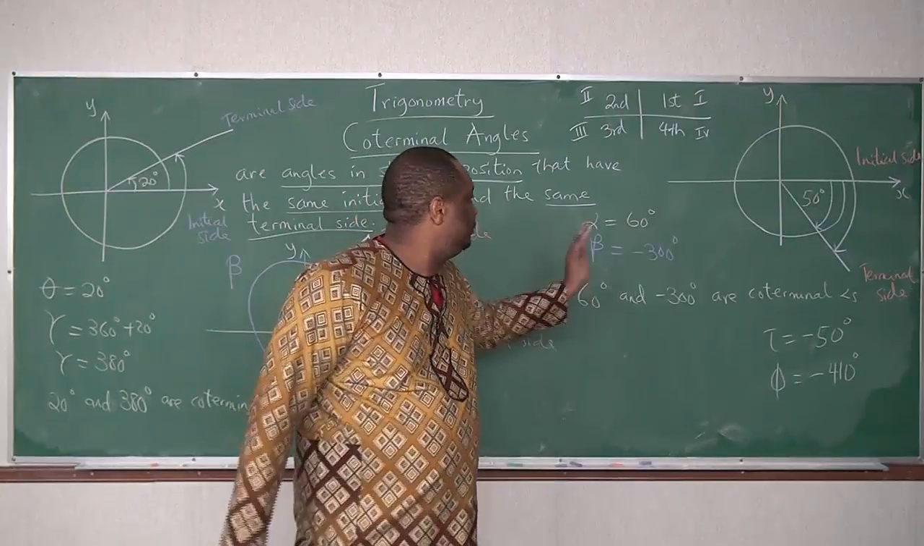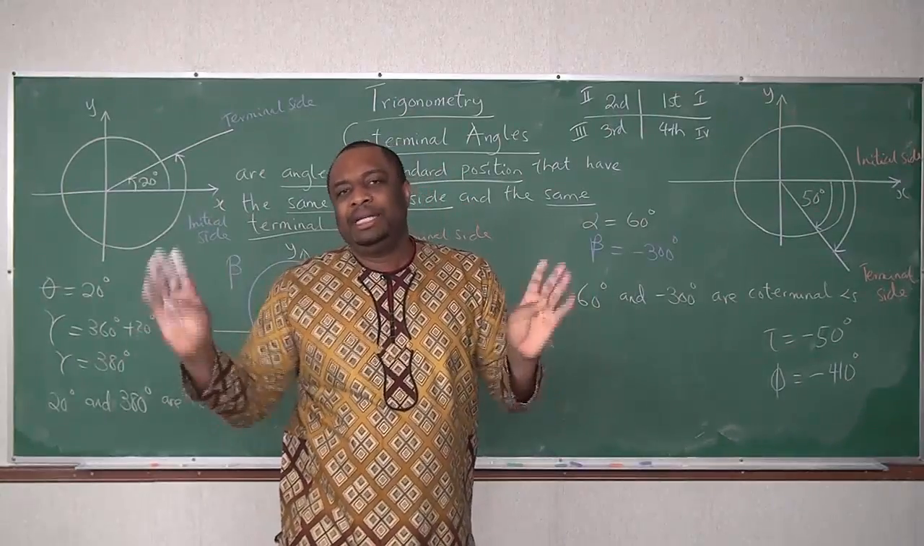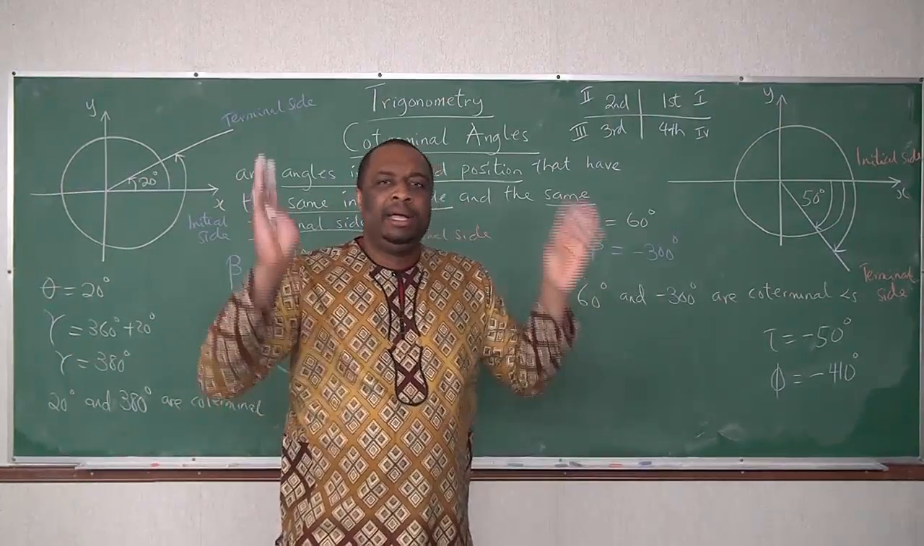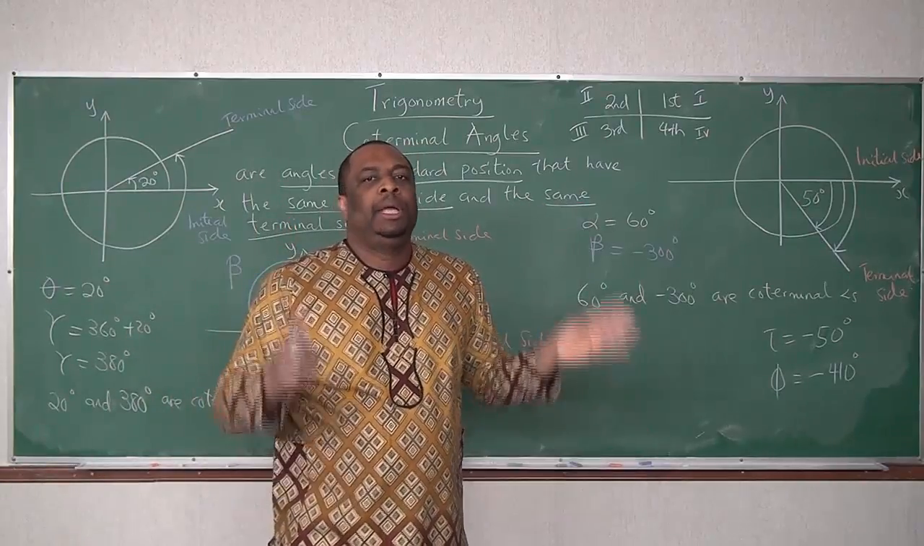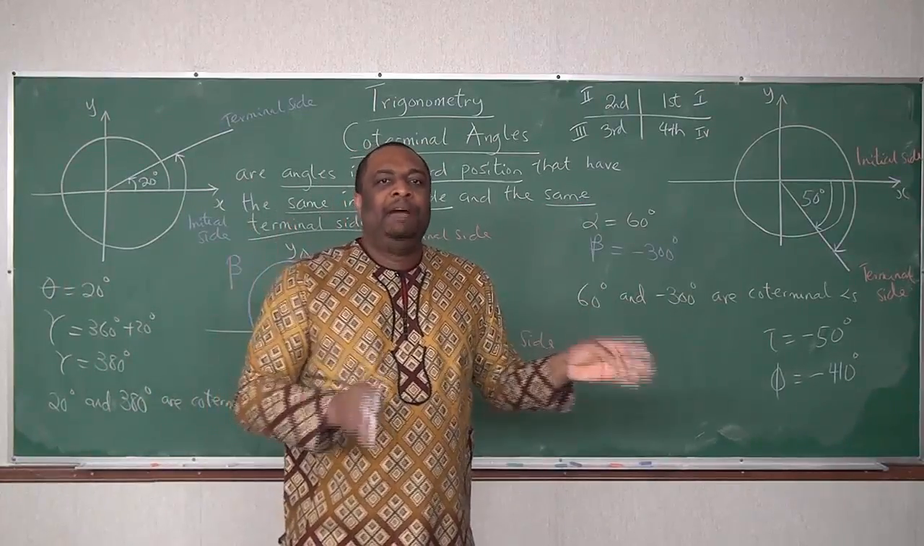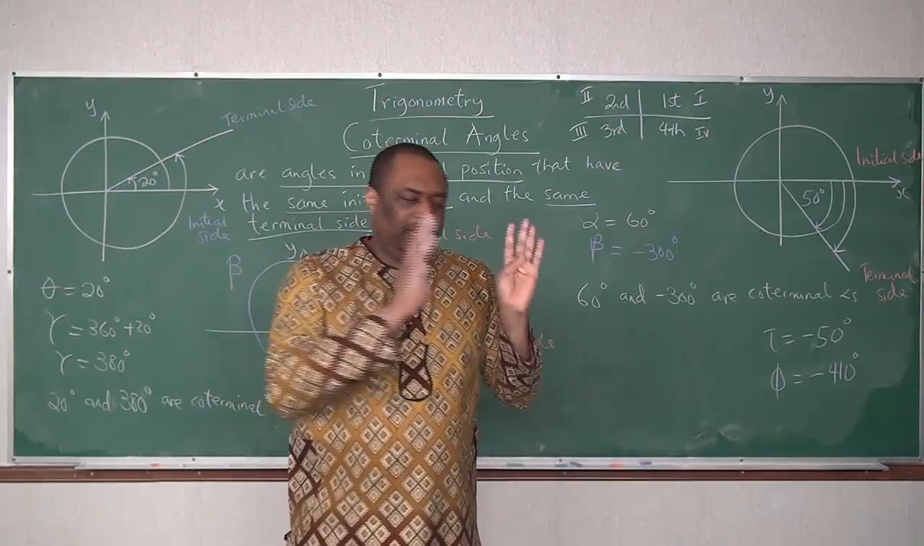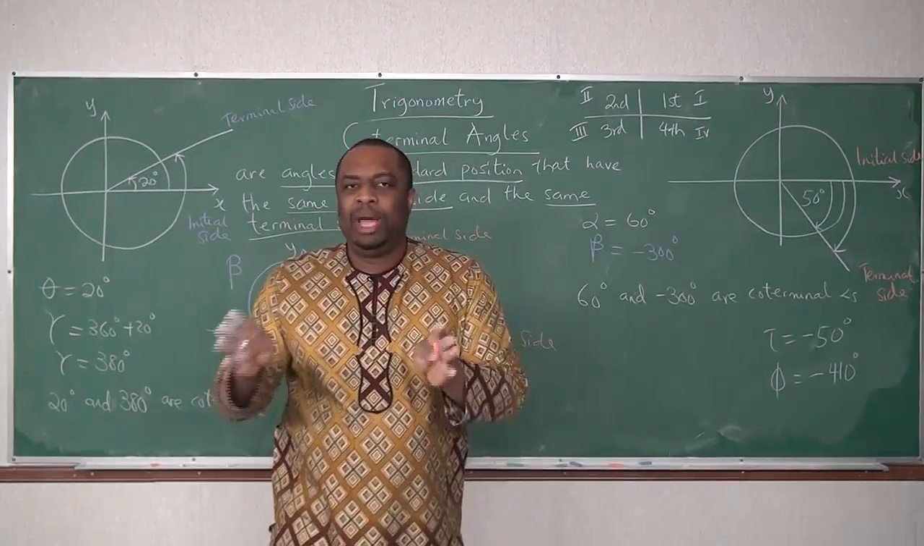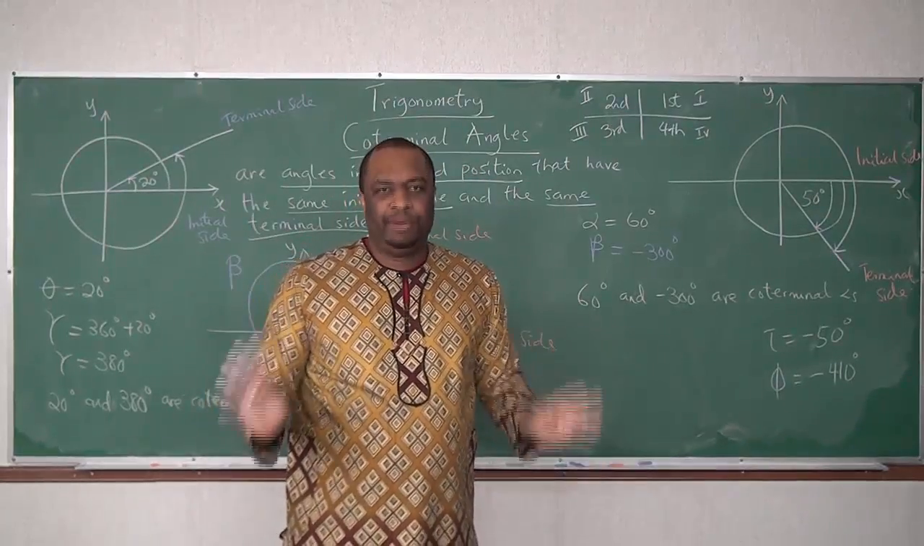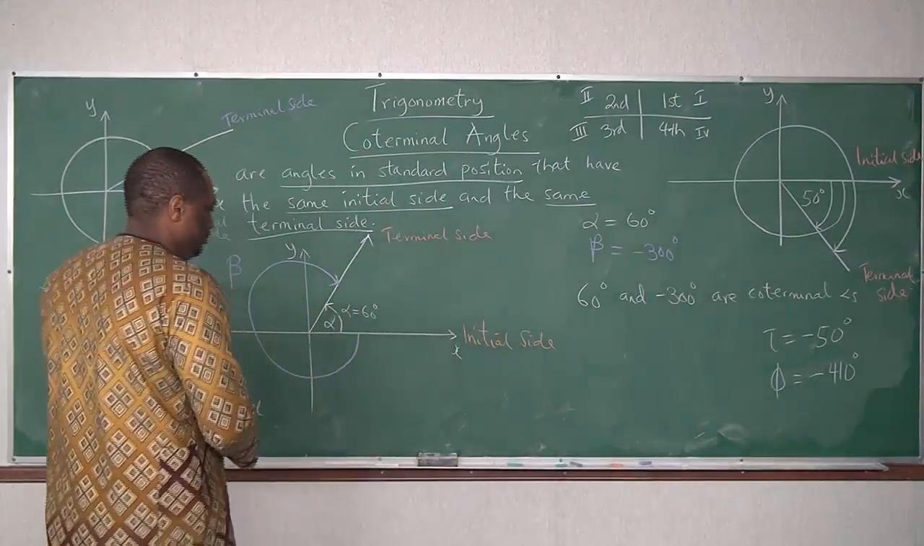Okay, you can write it down. An angle and its coterminal angles are in the same quadrant. Why? Because they have the same terminal side. And the quadrant of an angle is where the terminal side of the angle is. You can write it down on your own.